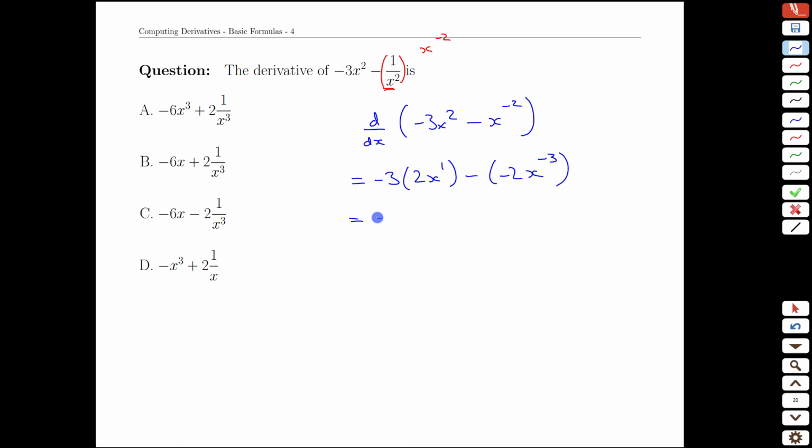And then when we tidy up, we're going to have negative 6x plus 2 over x cubed. We have the negative exponent, so we can write that x cubed in the denominator. Then we can scan down our list and go, we need the negative 6x, that's great, plus 2 over x cubed. That makes b the correct answer here.